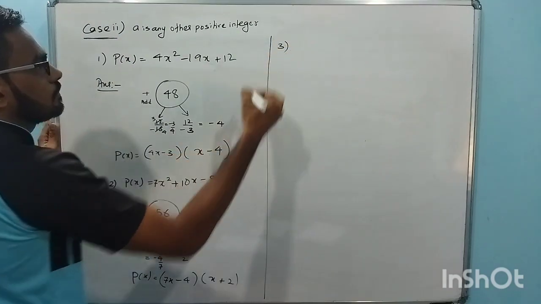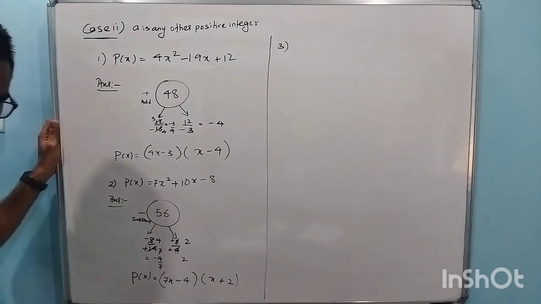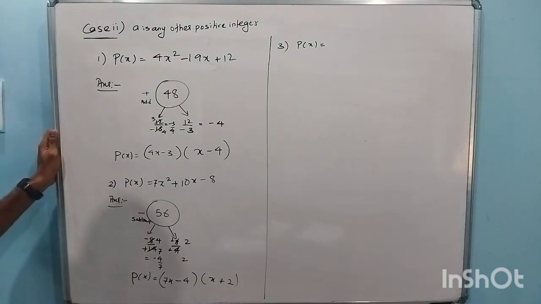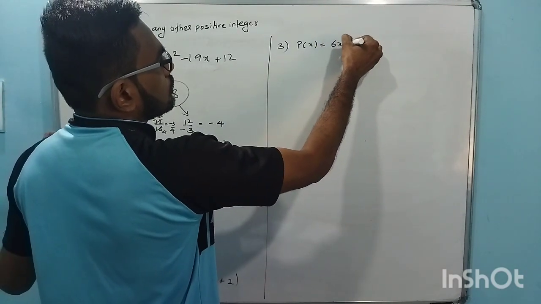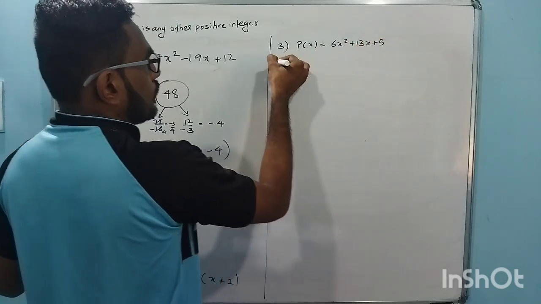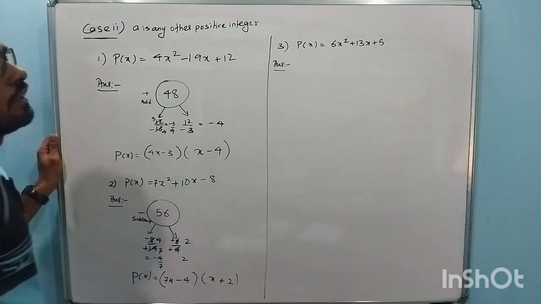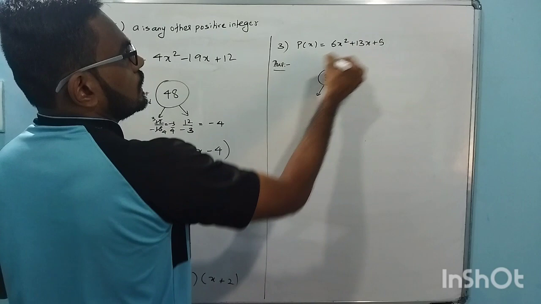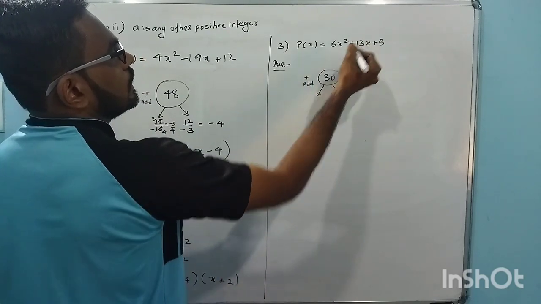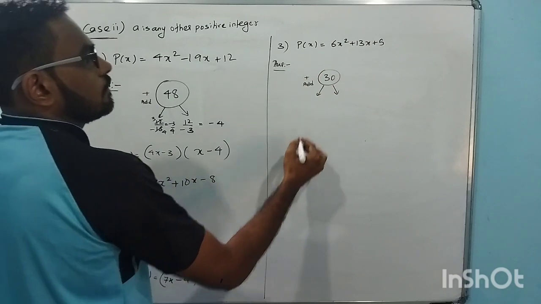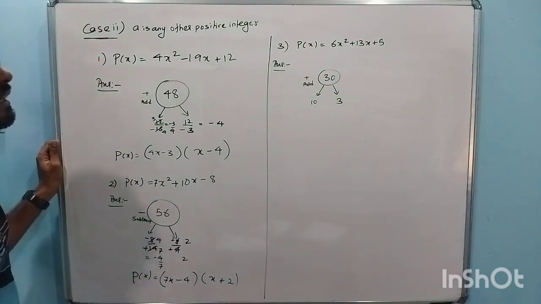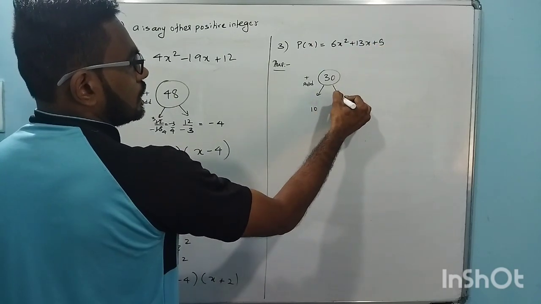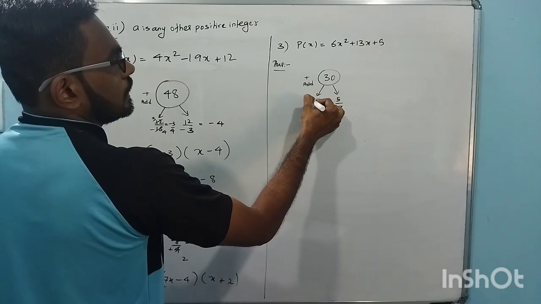Next, p of x is 6x square plus 13x plus 5. So first step, 6 times 5 is 30. Then plus, so if we add, you should get 13, and if we multiply, you should get 30. So the numbers are 10 and 3. I'll just write them down. Here 10 and 3. Then this plus 5 along with the sign, plus 5, and here again plus 5.